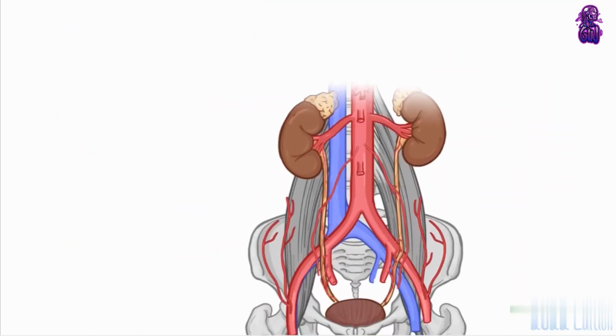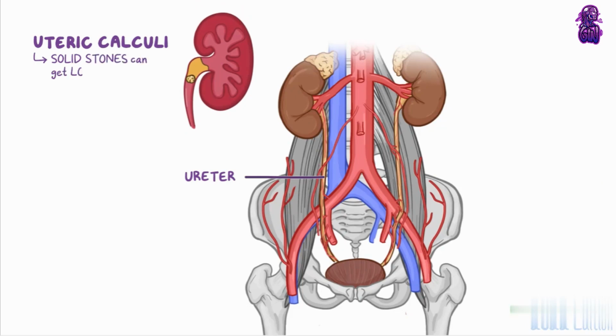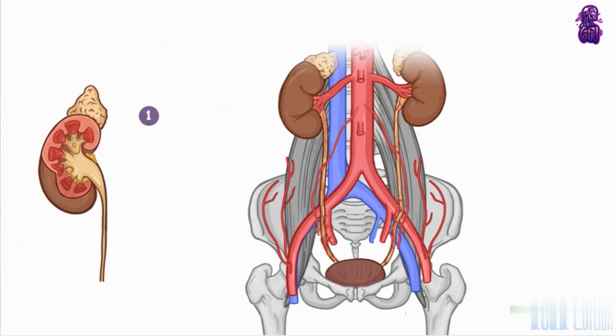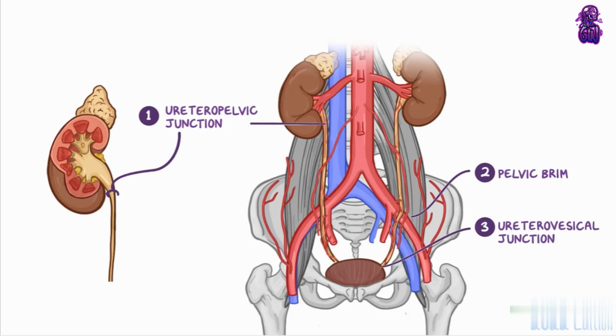Finally, remember that urine leaves the kidneys through the ureters. Unfortunately, these organs can be affected by ureteric calculi, which are solid stones that get lodged inside the ureter. Anatomically, there are 3 locations where the ureters are the narrowest and where a stone is more likely to get stuck: the uretero-pelvic junction, the pelvic brim, and at the point where the ureter enters the bladder, called the uretero-vesical junction.